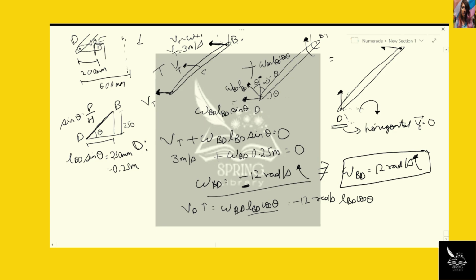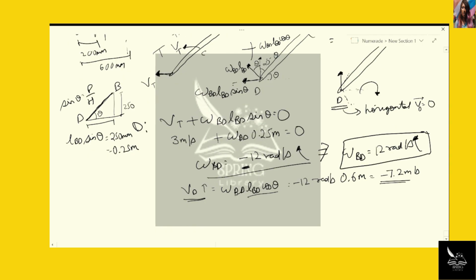Or let me just write it. I mean, no harm in finding additional quantities, right? So this is 0.6 meters. So this will be 12 6s are 72. So minus 7.2 meters per second. Now again, it's negative of your assumed direction. So then that basically means that your assumed direction was wrong, and then VD has to be pointing downwards. So 7.2 meters per second down, or 7.2 meters per second minus j.